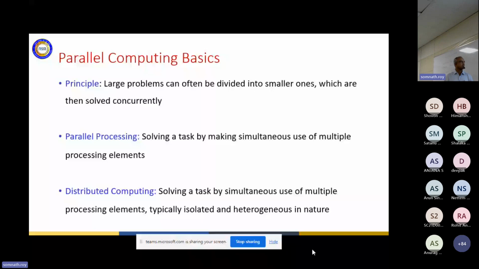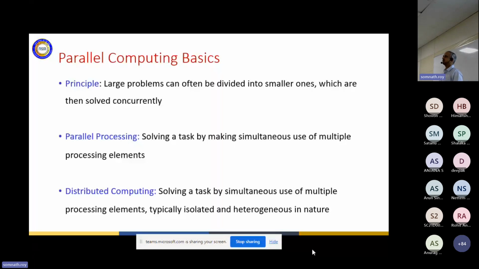You also have a concept called distributed computing. In this case, the difference lies in the fact that you still have multiple processing elements, but they are typically isolated and heterogeneous in nature. Meaning, consider the situation: you have a lab in your college which has 50 computers connected using Ethernet LAN, and you can actually use it for this kind of work.